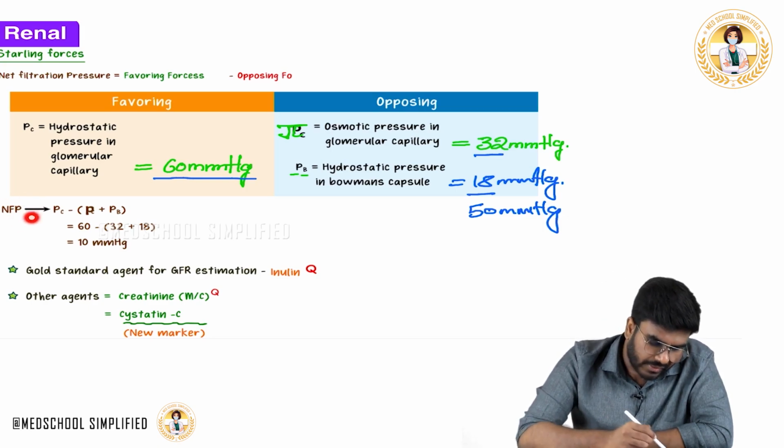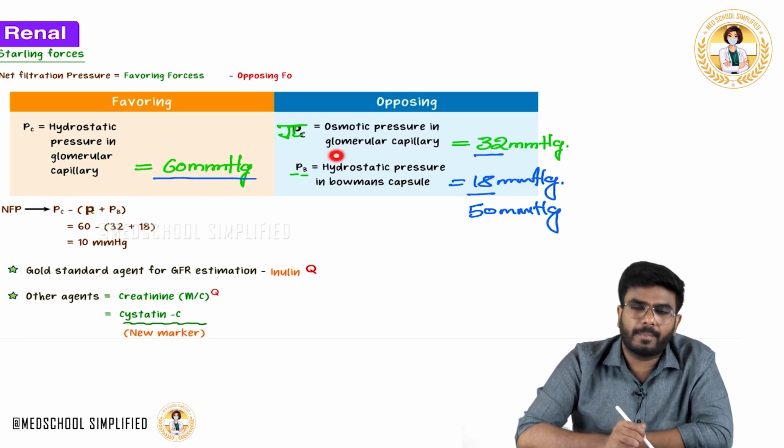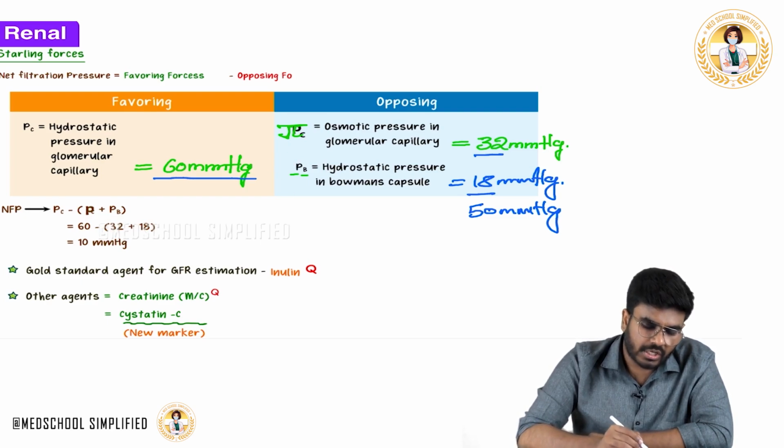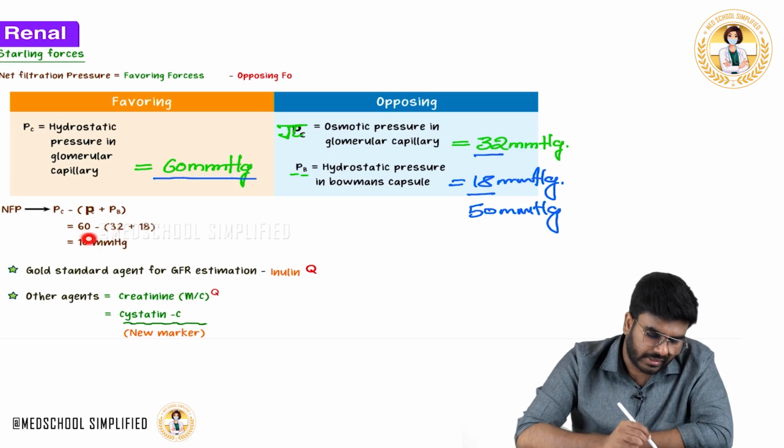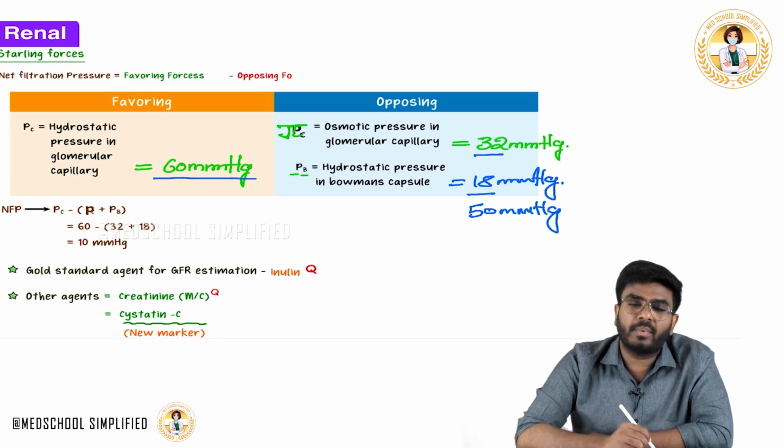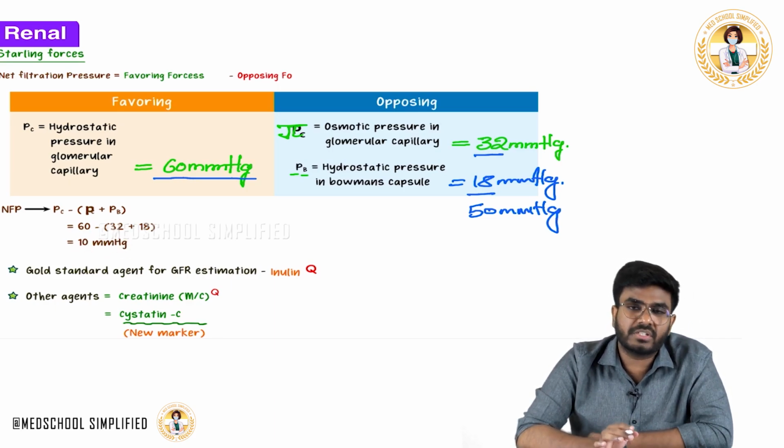So what is the net filtration pressure? We know net filtration pressure is equal to favoring forces minus opposing forces. The favoring force is 60 mmHg. The opposing force is 50, that is the osmotic pressure plus the hydrostatic pressure in the Bowman's capsule, 32 plus 18, which is 50. So 60 minus 50 is 10 mmHg. So glomerular filtration is happening with a pressure gradient of 10 mmHg, which favors the filtration.